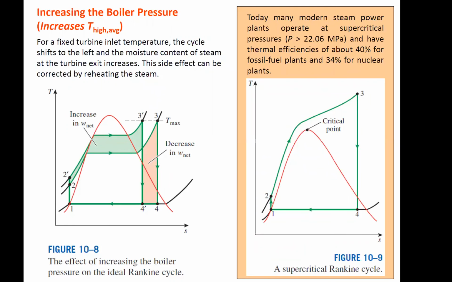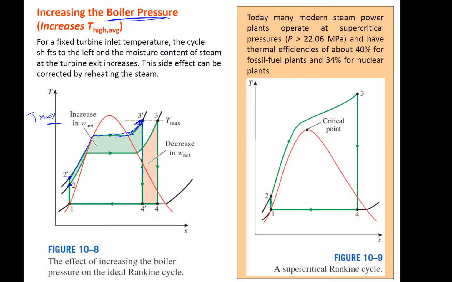Okay, so if we have this limit of TH, this T max that we can achieve, and that's the max that we can get to, well then we can also increase the boiler pressure, right? So if we increase the boiler pressure, we're going to go from 2 to 2 prime because we're going to increase the pressure on the pump to raise the pressure higher. That gets us to this 3 prime because we have a max temperature we can achieve, right? So we raised it all the way to get to 3 prime.